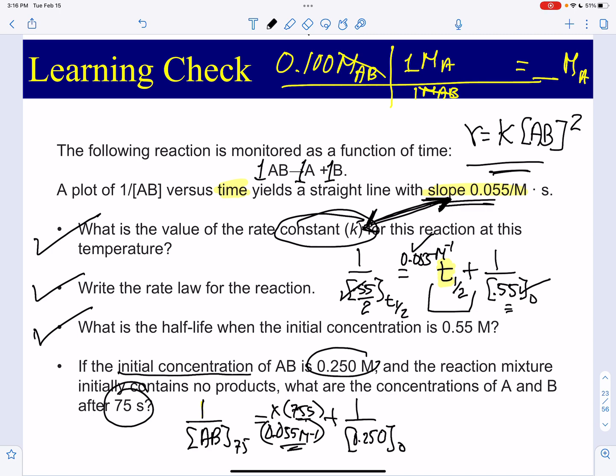I know my k, I know my t, I know my initial concentration. So with that in there, I should be able to find that. Once I find that, the initial minus what I find there tells me how much was consumed. And then I do my stoichiometry. So that's how you will approach a problem like that.